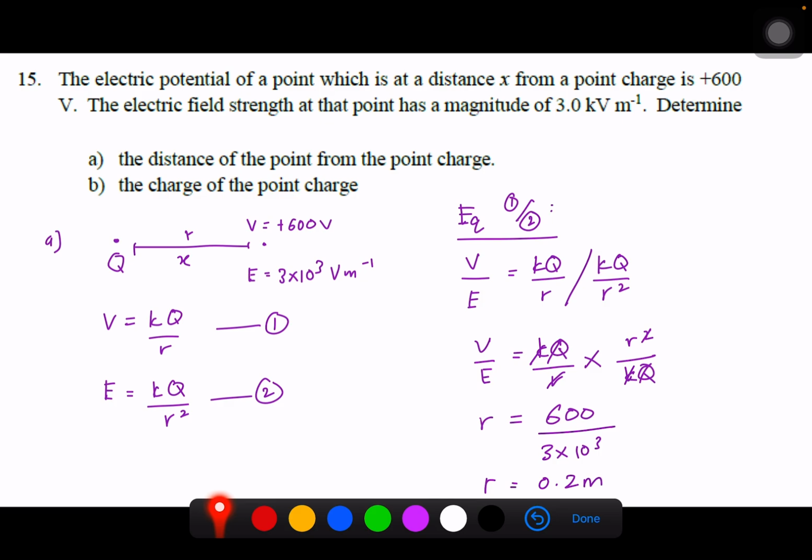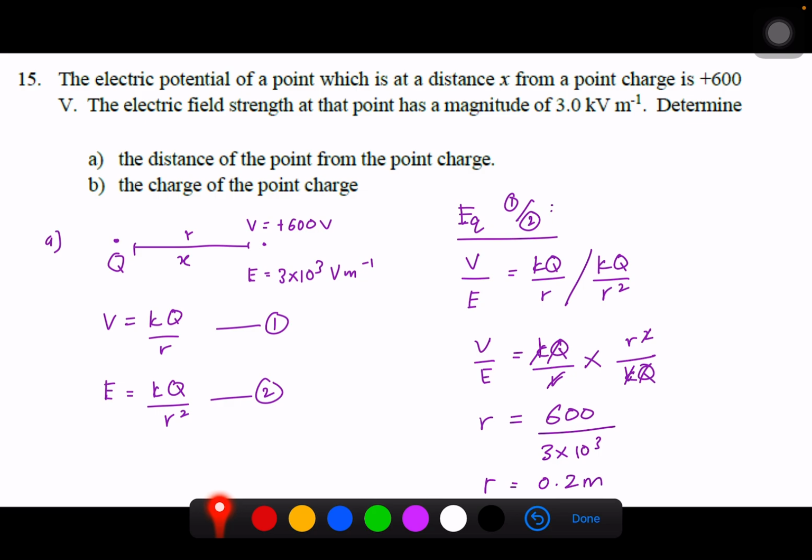But just leave it as R equals 600 divided by 3 times 10 to the power of 3. That one comes from V and E, V over E. So R is 0.2. Because everything is in SI units, the final answer would be in SI units as well.